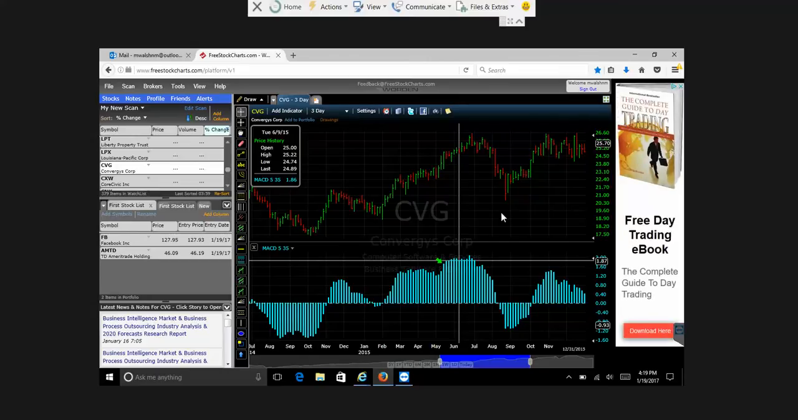Okay? Correct. So 1% of $25 is 25 cents. So our target would be 24.75. Exactly. So move the mouse over one bar. We wouldn't close the trade yet. Go ahead. You're doing good.